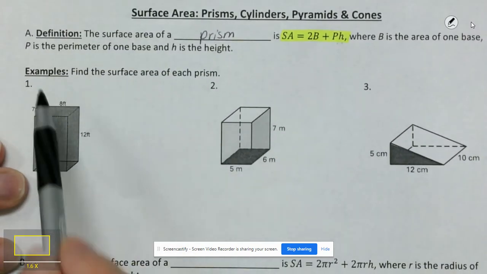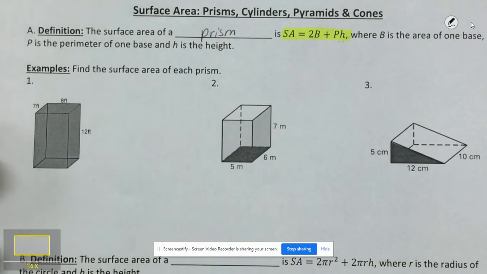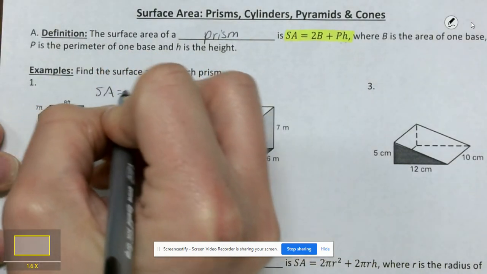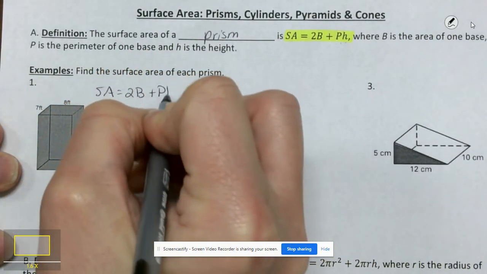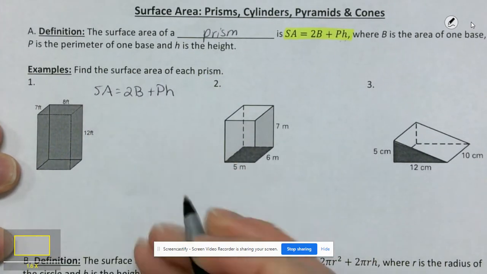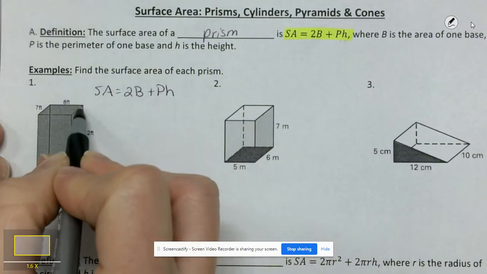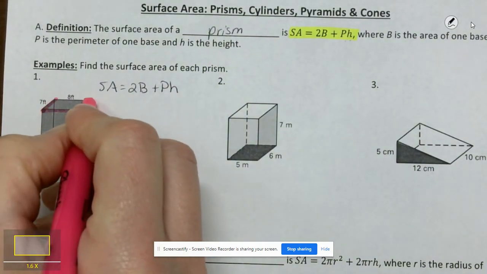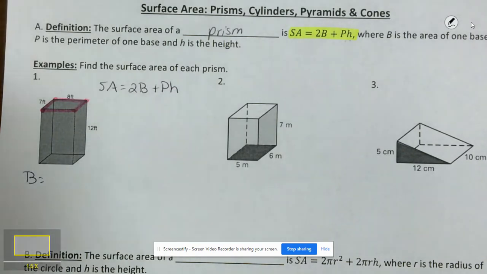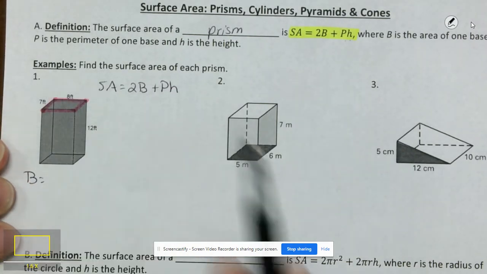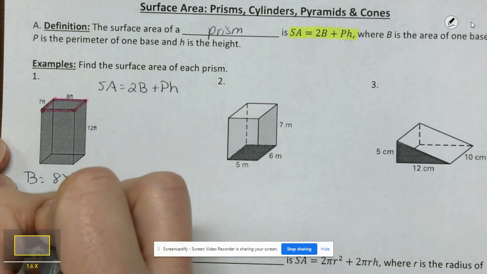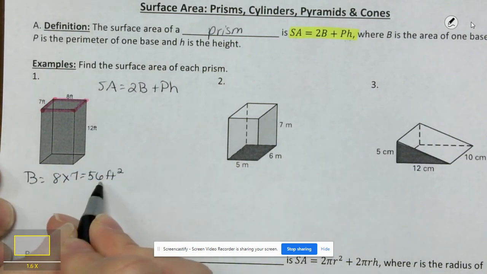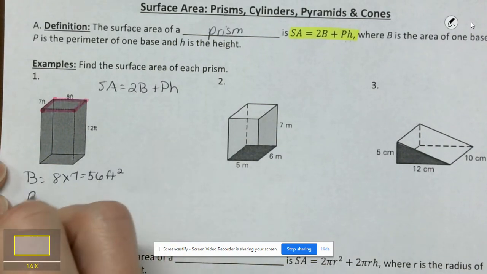So let's look here at our first example, example 1. Surface area is equal to 2B plus PH. All right, so I need to find that base area. This here is one of our bases. You can see that it is 8 feet by 7 feet. That means it would be 8 times 7, which is 56 feet squared. So that's our base area, that's the B.